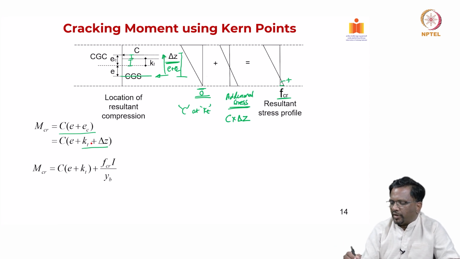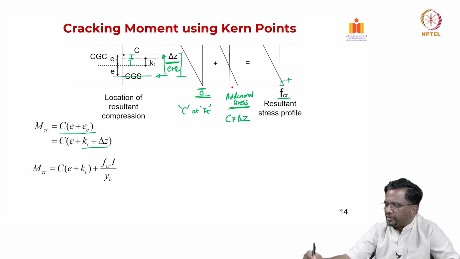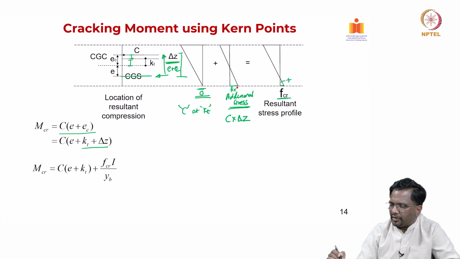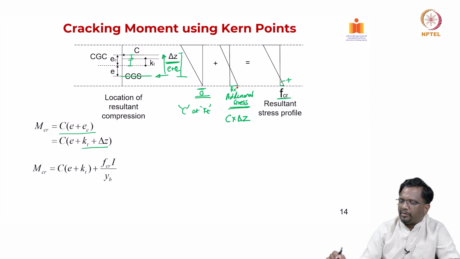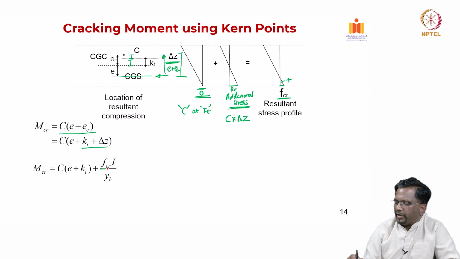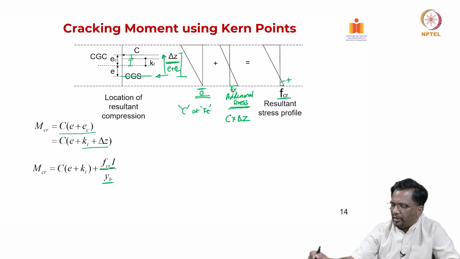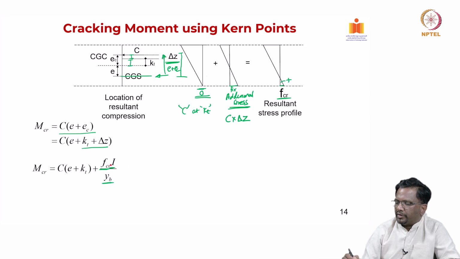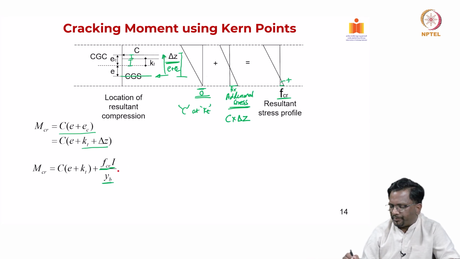And now, what is delta Z? Delta Z is created by this moment. If you just see, this is creating this additional stress. This is also additional stress of FCR. So, what is being created by this additional stress is nothing but the additional moment created by this delta Z, C into delta Z, your MCR, right. So, it is basically FCR into I by YB, because this stress FCR is created by a moment which is FCR into I by YB, right.